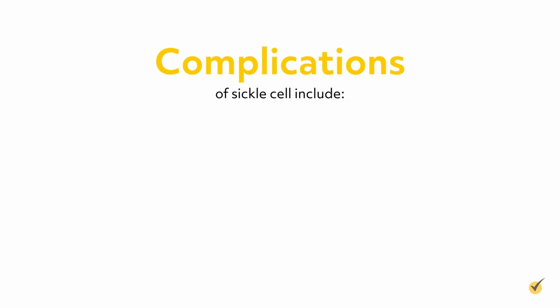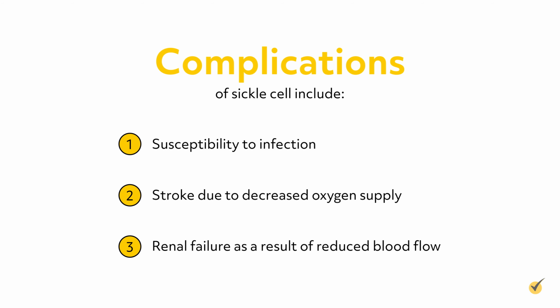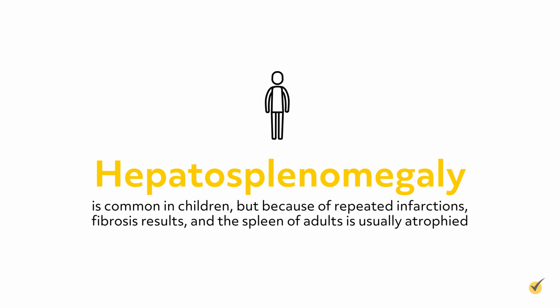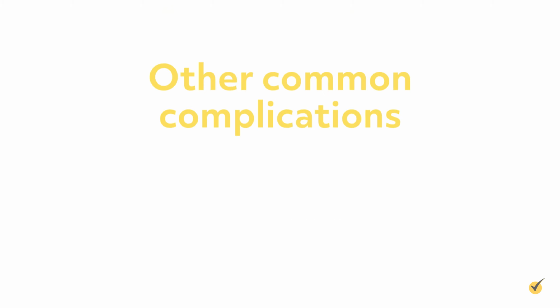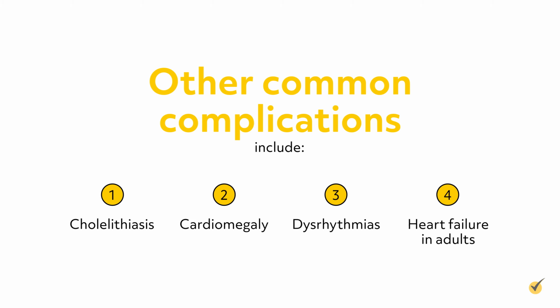Complications of sickle cell include susceptibility to infection, stroke due to decreased oxygen supply, and renal failure as a result of reduced blood flow. Hepatosplenomegaly is common in children, but because of repeated infarctions, fibrosis results and the spleen of adults is usually atrophied. Other common complications include cholelithiasis, cardiomegaly, dysrhythmias, and heart failure in adults.